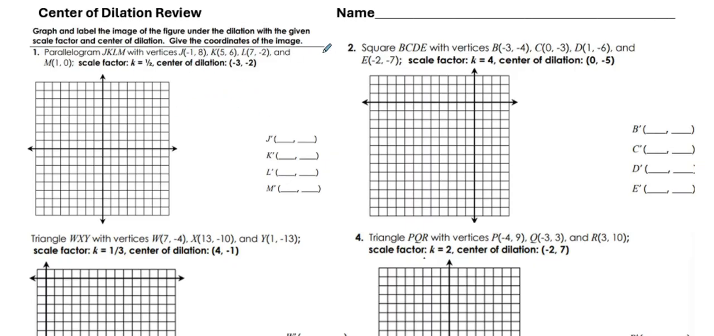So we're trying to dilate this parallelogram with those 4 points by a scale factor of 1/2 using a center of dilation of -3, -2. So first off, let's just plot the points. -1, 1, 2, 3, 4, 5, 6, 7, 8, that's J. 1, 2, 3, 4, 5, 1, 2, 3, 4, 5, 6, that's K. 1, 2, 3, 4, 5, 6, 7, 1, 2, that's L. And then 1, 0, that's M.